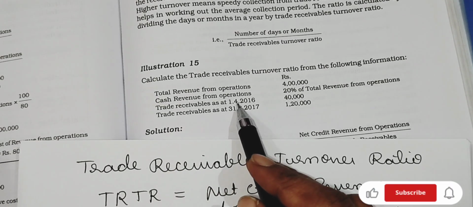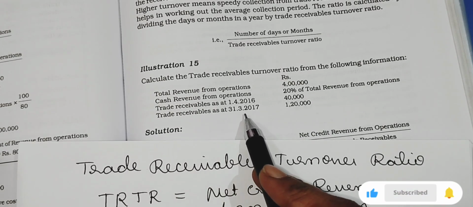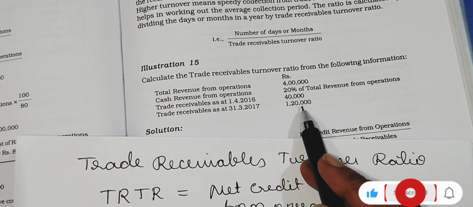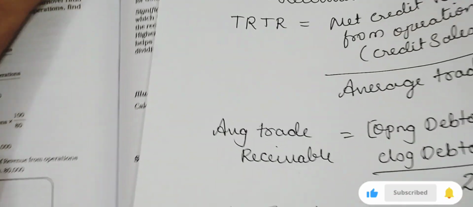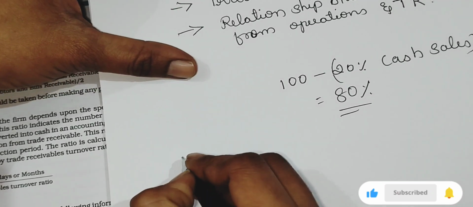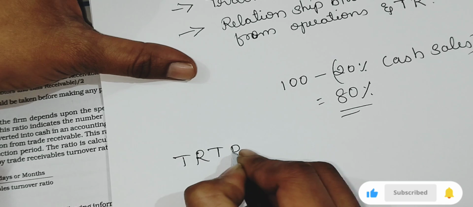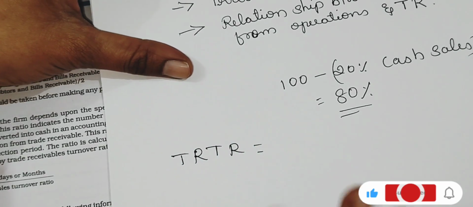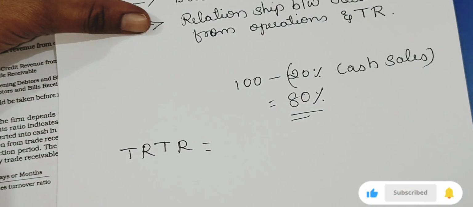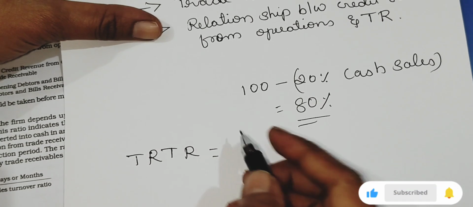1/4 means beginning 40,000. Trade receivables as at 31st March means ending 1,20,000. Now let us calculate. What is the formula? First we'll write the formula. Trade receivables turnover ratio. Take pen and paper, solve the question with me, or take your textbook, try to solve with me. Then only you will be able to understand.